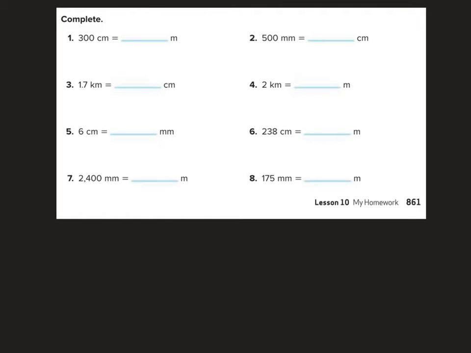Okay, so 300 centimeters. We know that 100 centimeters equals 1 meter. So that means 300 centimeters is going to equal 3 meters, right? Each one I divided by 100, so it's going to be 3 meters.